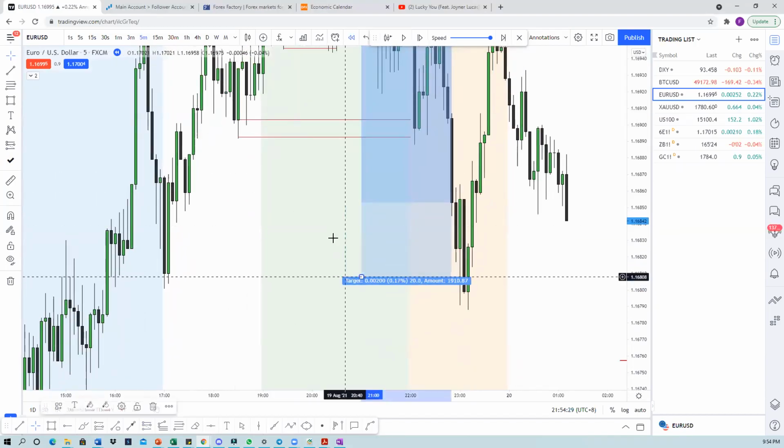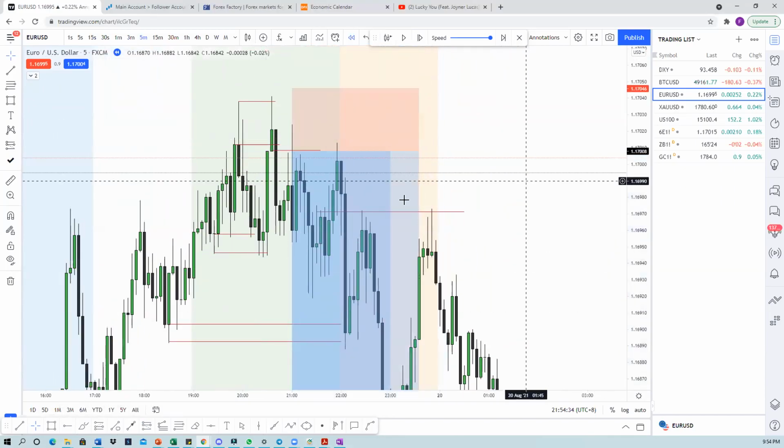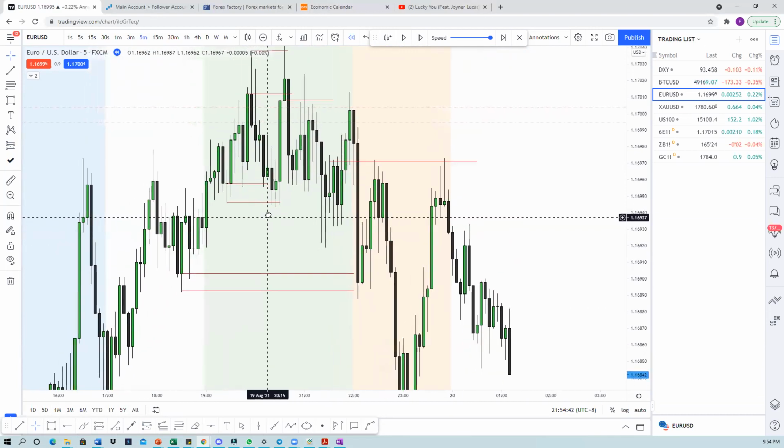So here you go. Okay, that's one way to do it, using the idea of the close and the grab. Close, body break. I call it the body break and the grab of liquidity. Then what about this portion?